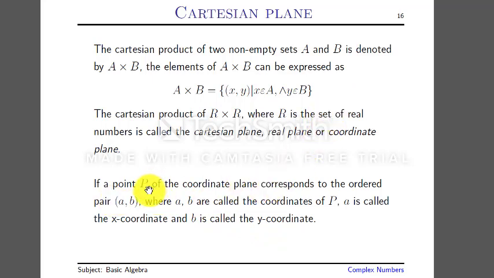If we plot a point in a coordinate plane and label that point P, the coordinates of that point will be (a, b). Then a is called the x coordinate, because a is the distance from the origin to that point along the x-axis, and b is called the y coordinate, which is the distance of that point from the origin along the y-axis.